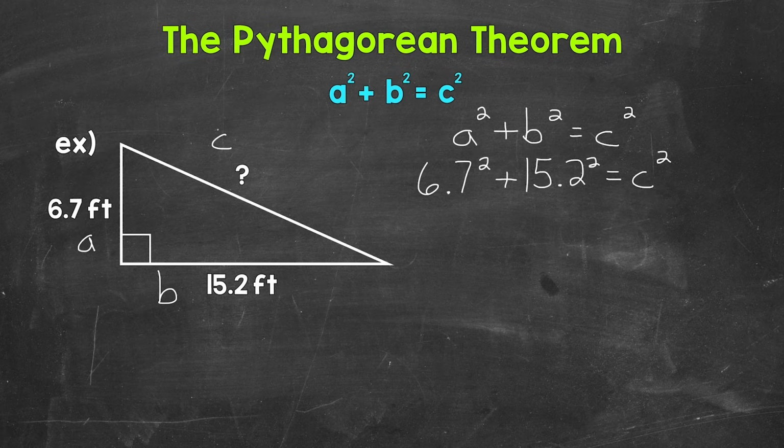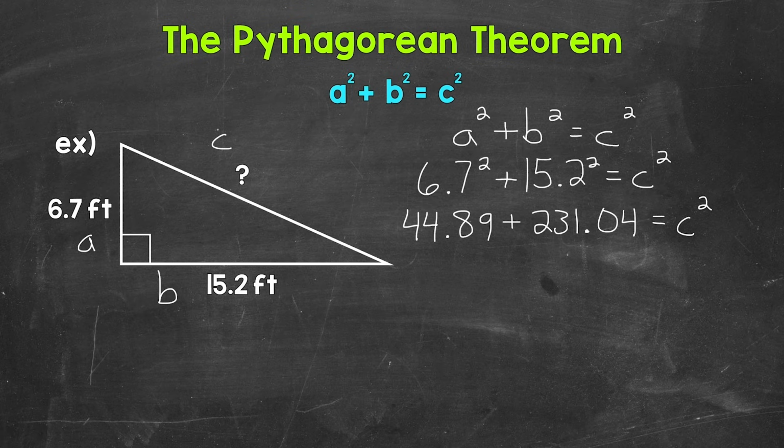Now we just continue to work through that equation until we figure out what C equals. 6 and 7/10 squared gives us 44 and 89 hundredths, plus 15 and 2/10 squared gives us 231 and 4 hundredths equals C squared. Now we can add what's on the left side of the equation.